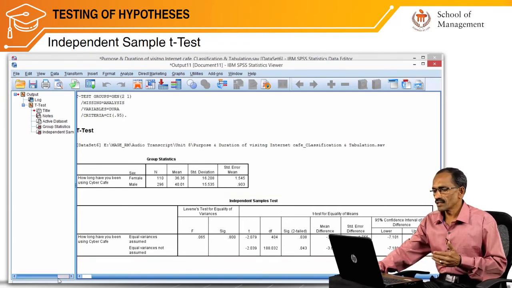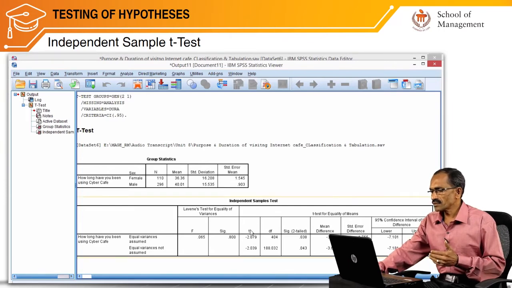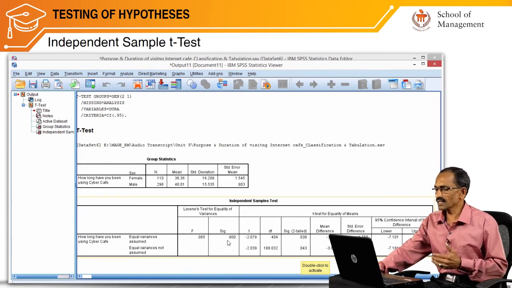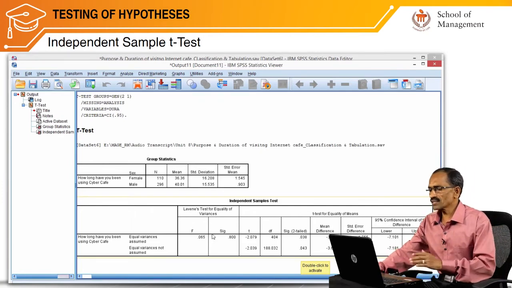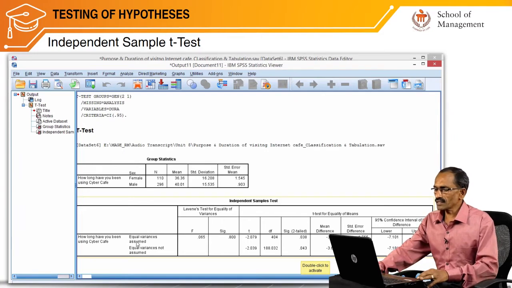In this table, there are two t values. One is minus 2.079, another is minus 2.039. And researchers may have confusion about which value to be interpreted. Which row is to be considered for interpretation must be based on the Levene's test for equality of variances. What is meant by this Levene's test for equality of variance? Look at the left side, there are two rows, equal variance assumed and equal variance not assumed.